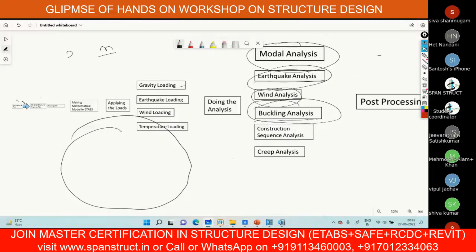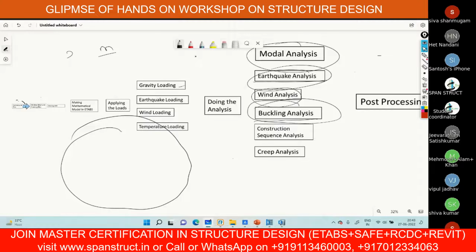So it will not be applied to every structure. Only a few specified structures, which have a circular shape like that, may get a buckling load. Don't think that this is the column buckling. The column buckling is different. This is the structure buckling I'm talking about.